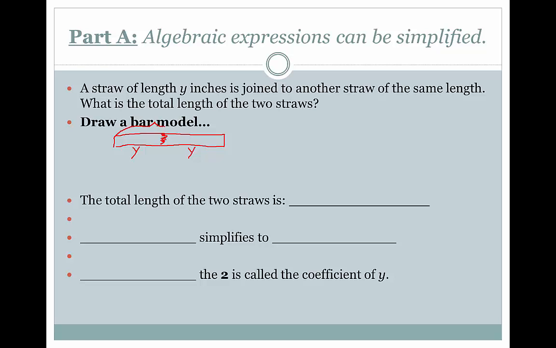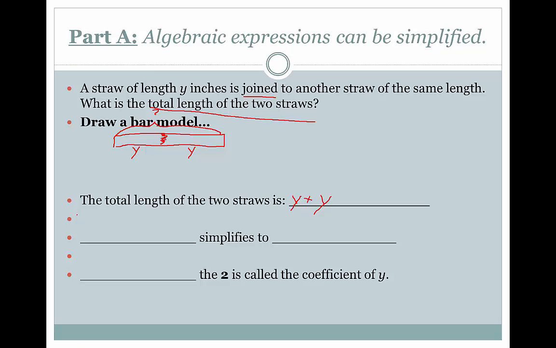So here is my question. I want to know what is the total length of the two straws. So how would I write this as an expression algebraically? It would be y added to y, because we joined the two together. So that means that we're joining, we're adding.